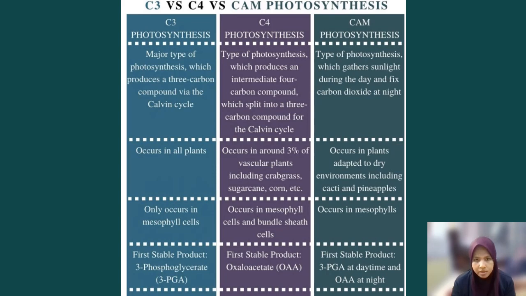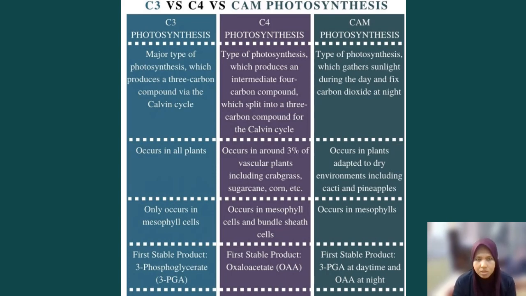C3 photosynthesis refers to the major type of photosynthesis and it produces the 3-carbon compound via the Calvin cycle. But C4 photosynthesis refers to the photosynthesis that has the 4-carbon compound intermediate, and it will be split into a 3-carbon compound at the Calvin cycle too. And in contrast, the CAM photosynthesis too refers to another type of photosynthesis in which it collects or gathers the sunlight during the day and fixes the carbon dioxide at night.